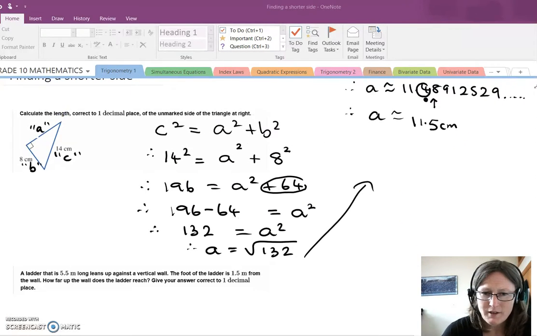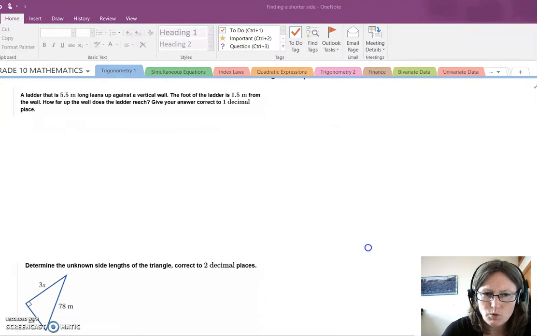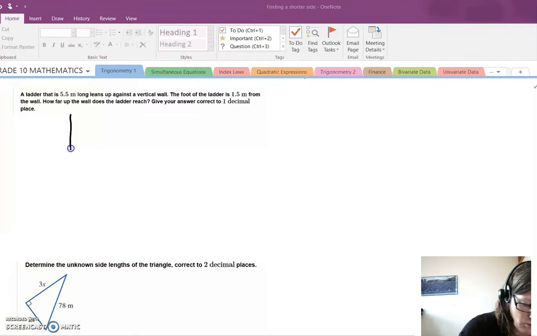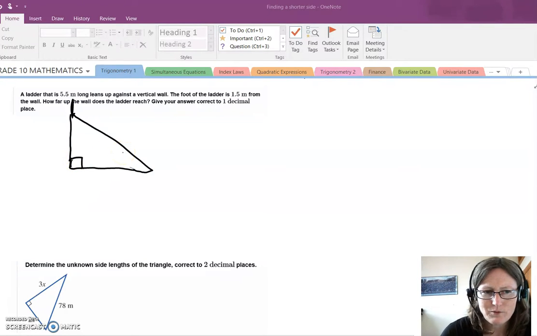The next example is very similar, except that it's a sentence and we have to draw the diagram before we can begin. This stage is really important. If we draw the diagram incorrectly, then we're not going to be able to get the sum correct. So a ladder is leaning up against a wall. So let's draw our wall. Let's draw our ground, and there is our ladder here leaning up against the wall. That's a right angle. You would assume the wall was at right angles to the ground.